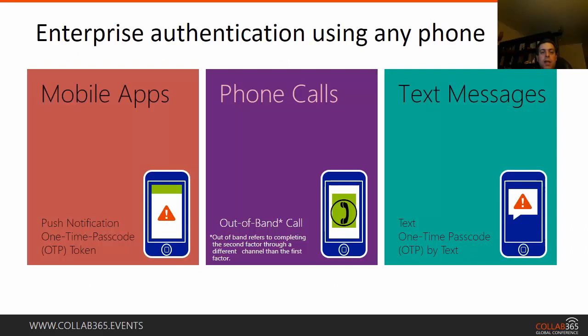Enterprise authentication using any phone. For example, you have mobile apps, where you can push a notification or use a one-time password, an OTP token. You can answer phone calls, an out-of-band call. You can have a text message, a one-time password by text. These are three kinds that you can use to identify yourself with multi-factor authentication within Microsoft services.